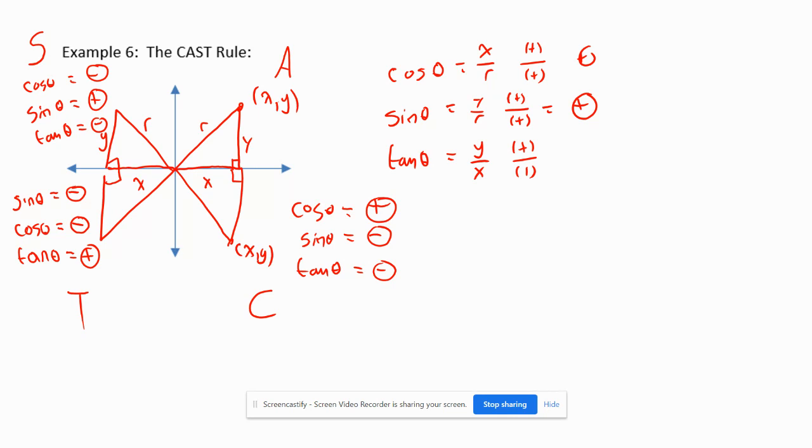So when we say the cast rule, it goes C-A-S-T, which spells the word cast. Now we use this to determine the signs, either positive or negative, of each trig ratio in each quadrant. The trick you need to know is that the word cast begins on the bottom right. We do this because the word cast is easier to remember than the word astc. So cast, you start in the bottom right and you spell the word cast, and this is how we do this one.